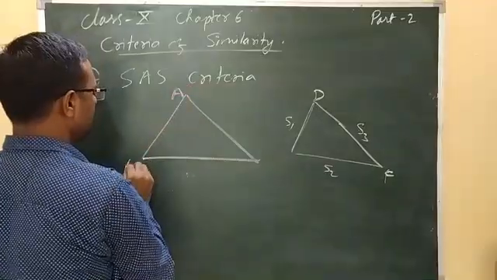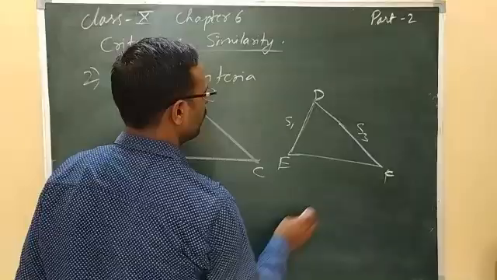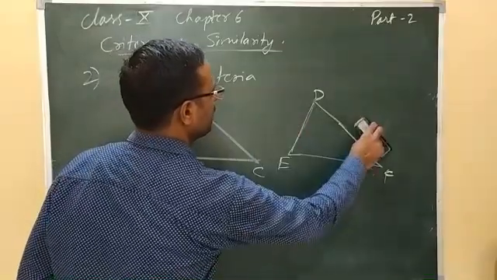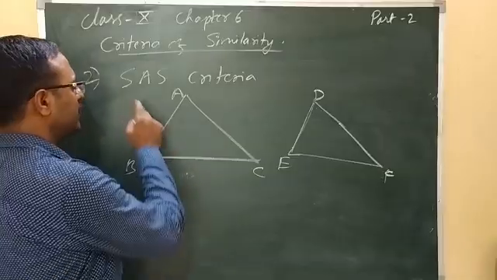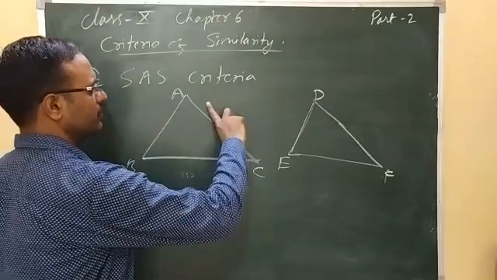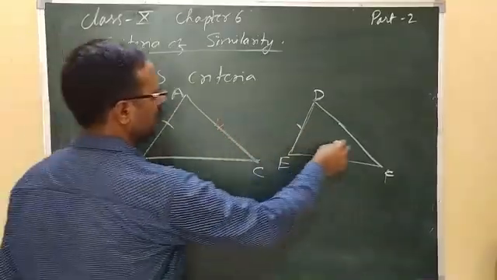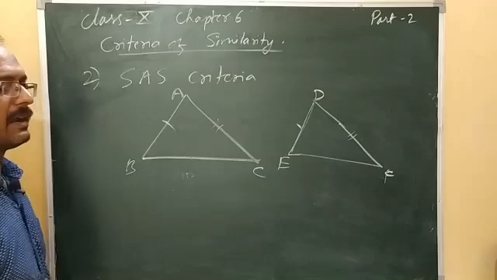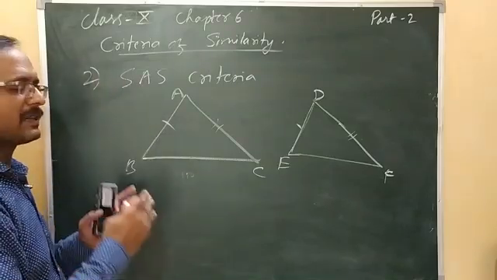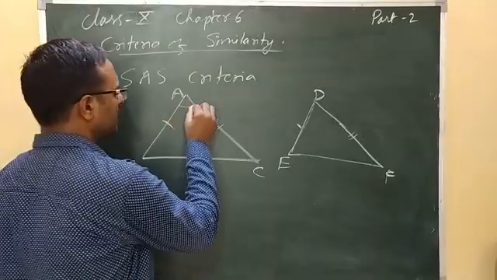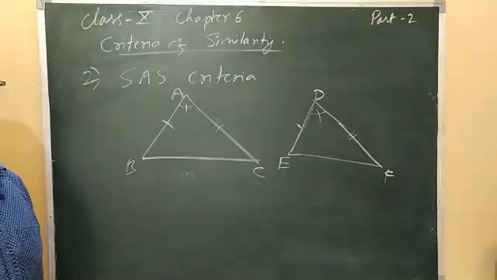We have the same triangles ABC and DEF. Now what does this criteria say? In this criteria, if two sides are in ratio, that is, if I take this one and this one, and the included angles, that is the angle between the two sides, if they are equal, this angle may be equal to this, then these two triangles will be similar.